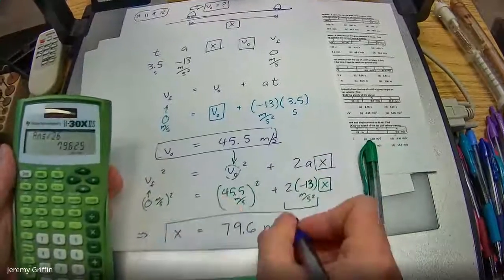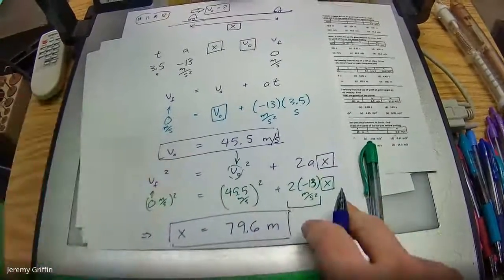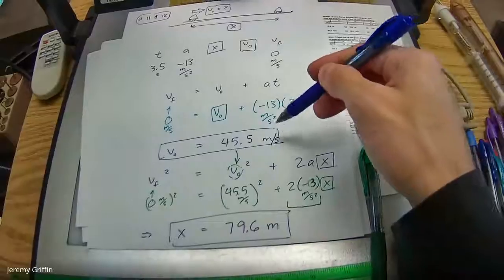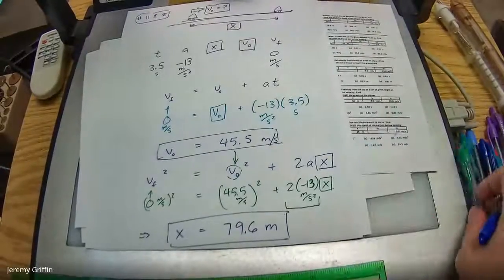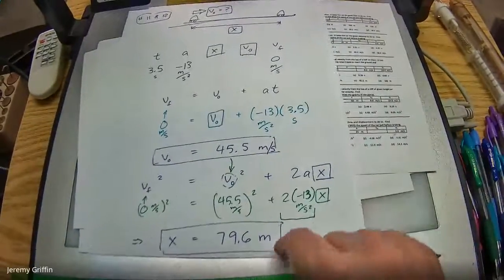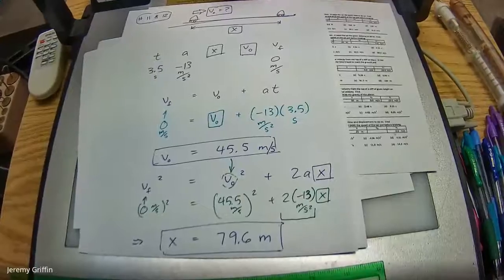Yeah, that's actually most of a football field. I can believe that, because if the guy is speeding at 45 meters per second, that's about 100 miles an hour. Yeah, it probably takes about that distance to come to a stop.